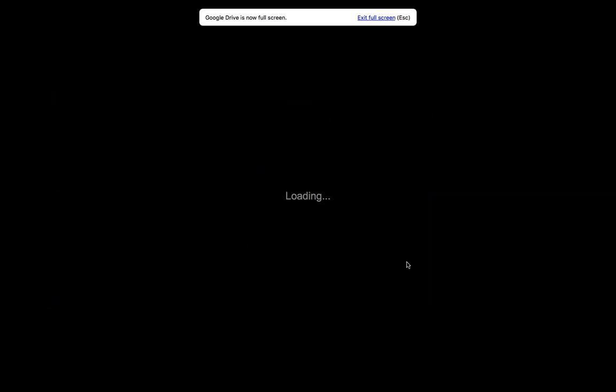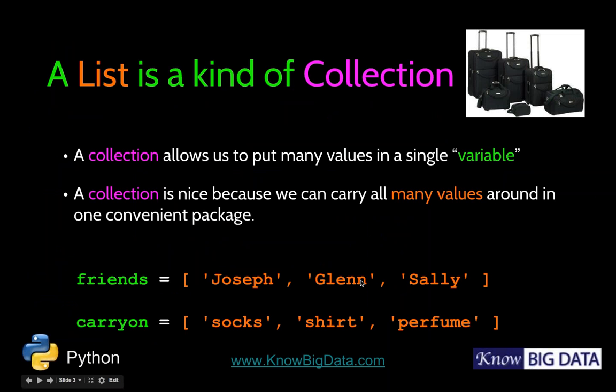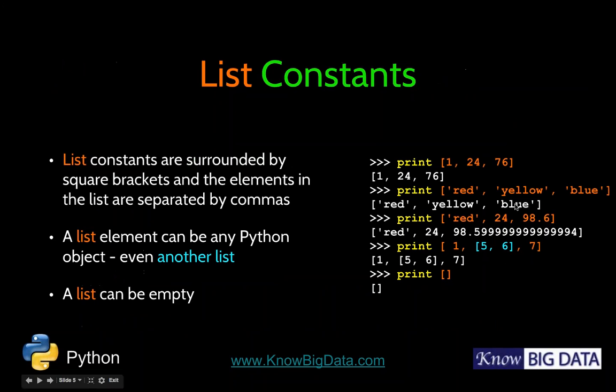The next important concept in Python is lists. Lists are nothing but a collection that allows many values in a single variable, a single container. Collection is nice because we can carry many kinds of values around in one single package. Also, we can iterate over these lists of values very easily. That's one of the very important aspects of using a list.